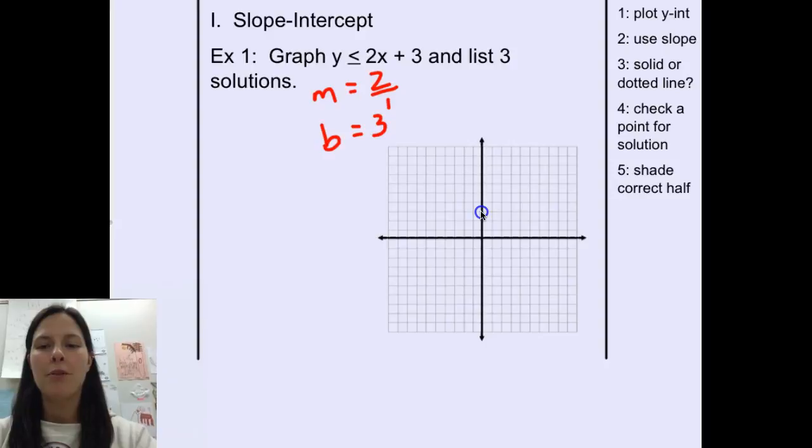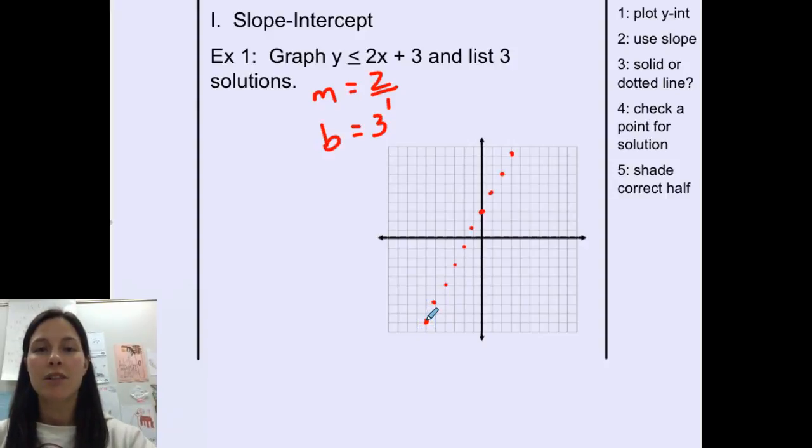We'll go up 3 on the y-axis for our y-intercept, and we'll rise 2 and run 1. Again, I like using the whole graph. We can also fall 2 and go to the left 1 to continue our line.